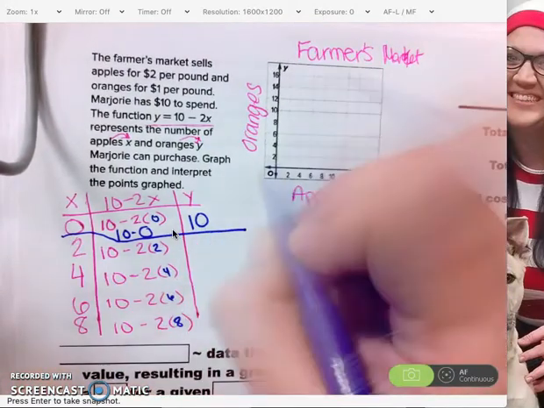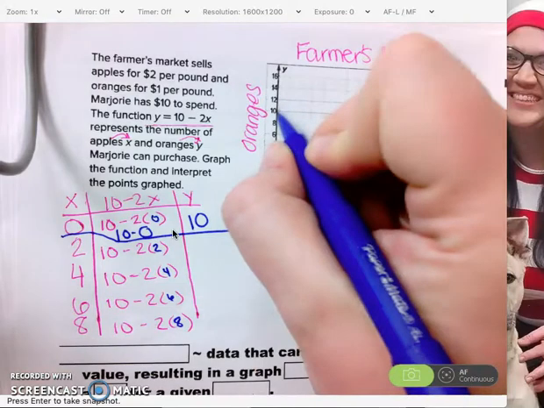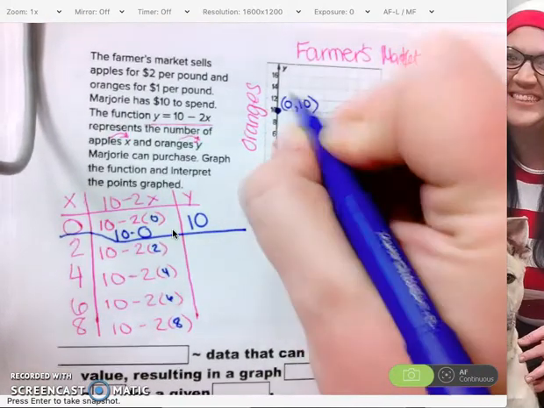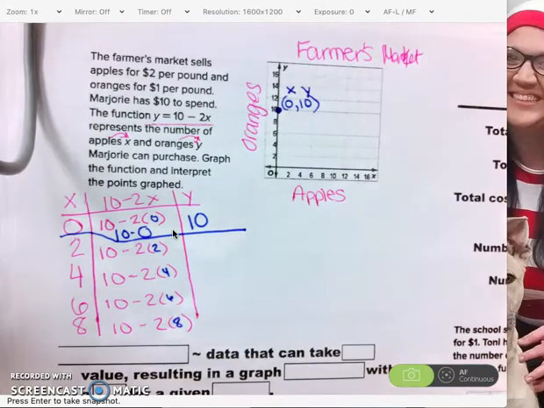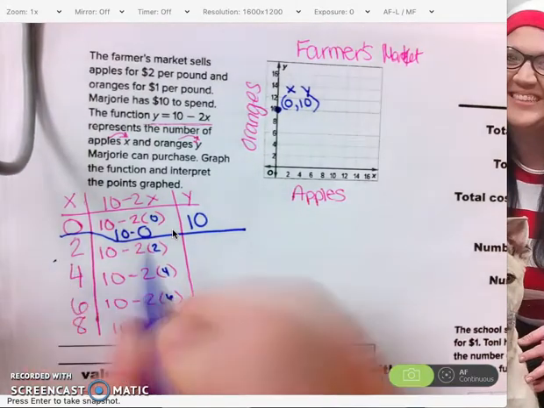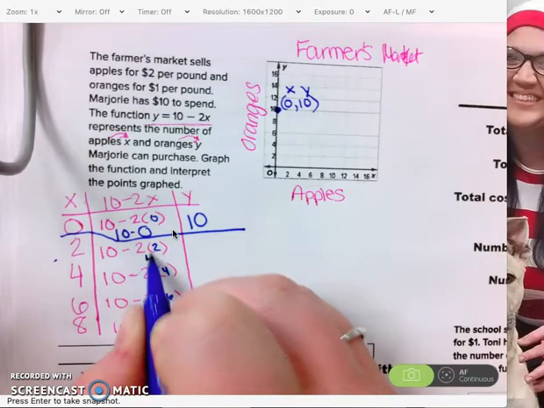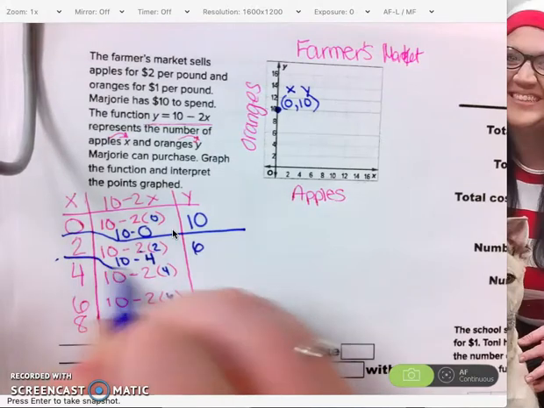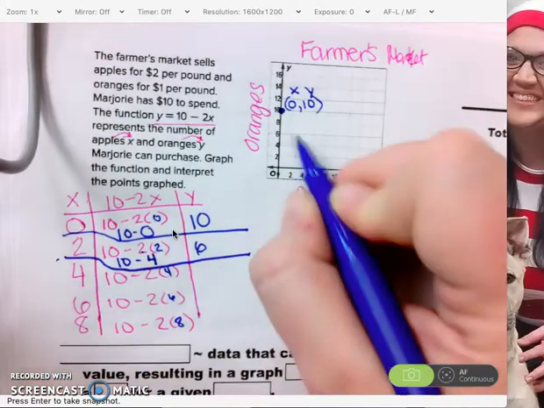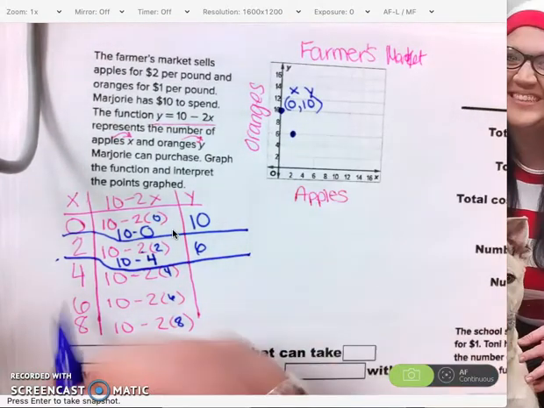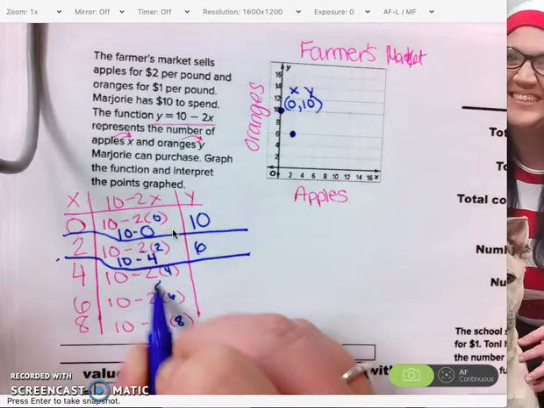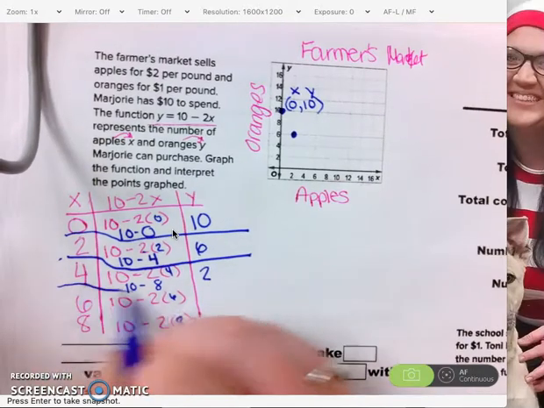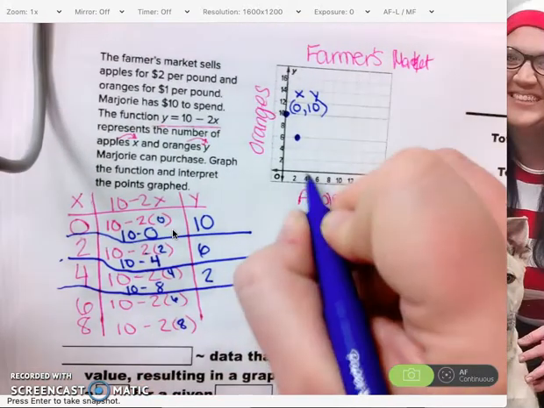So 0, 10, I'm going to go plot that point at 0, but up 10. I'm going to write 0, 10 next to it, just to get a little ahead. Okay, 2 times 2 is 4. 10 minus 4 is 6. So I can go over to 2 and up to 6. Okay, 2 times 4 is 8. 10 minus 8 is 2. So over to 4 and up to 2.